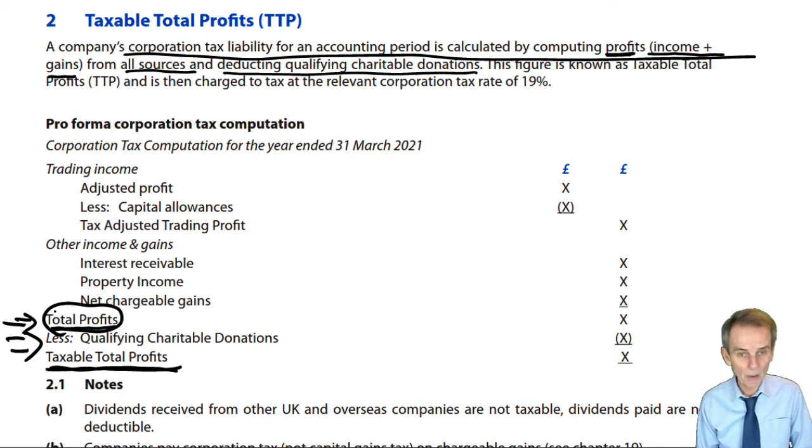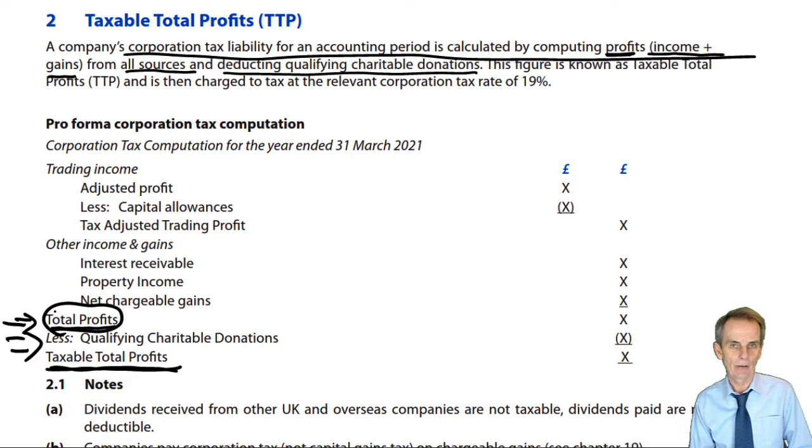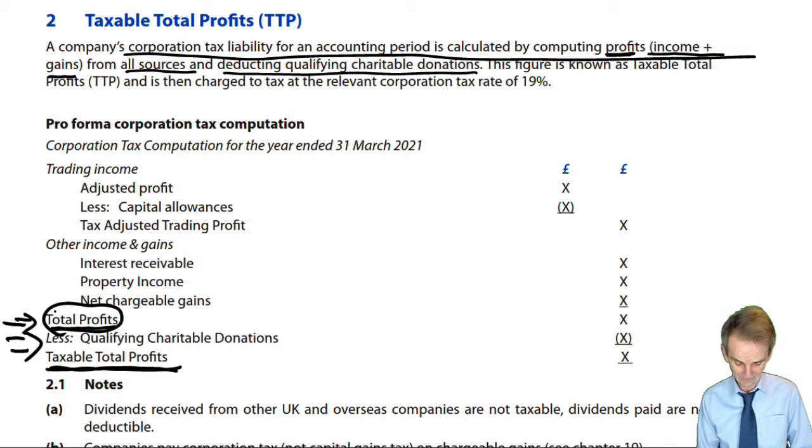So once we've established total profit, the summation of worldwide taxable income and gains, take away the qualifying charitable donations. That figure will be on a paid basis and will be given within the exam question, of course. That gives us TTP. It'll then be an easy process of taxing that TTP at 19%. What does the corporate tax computation look like?